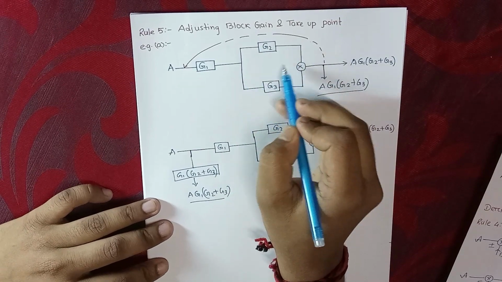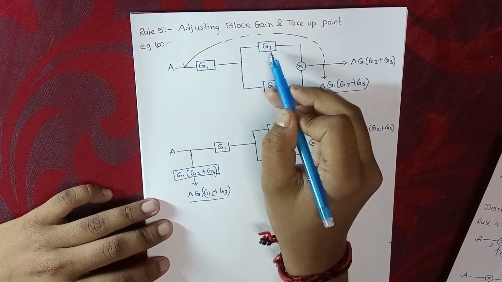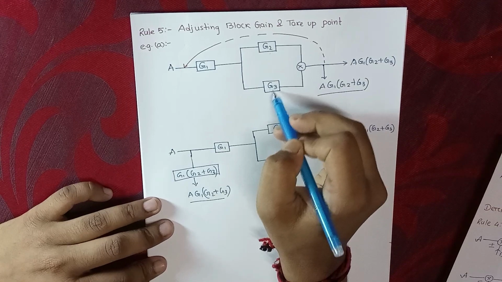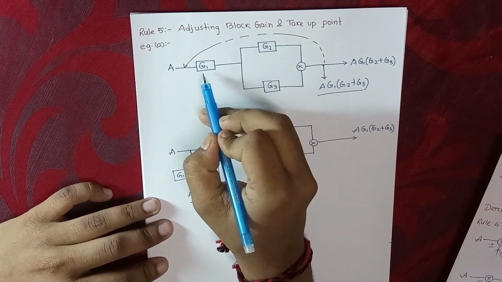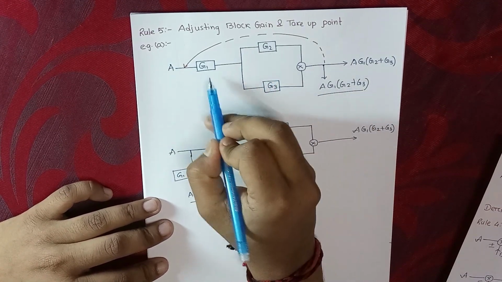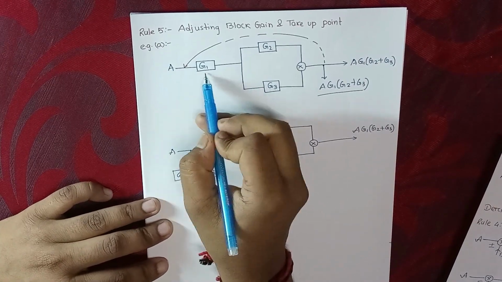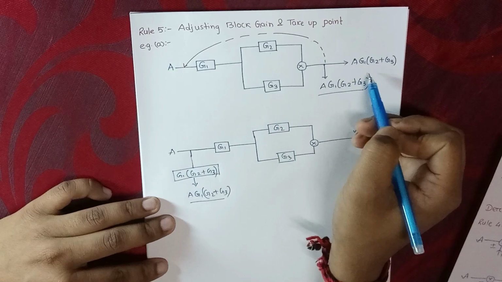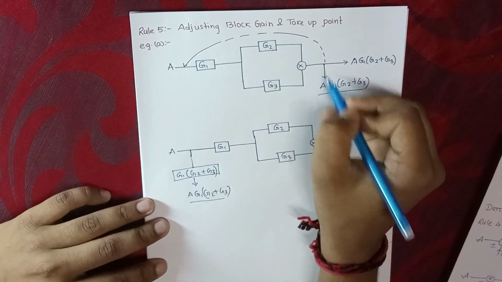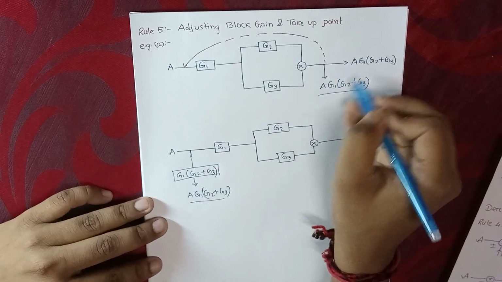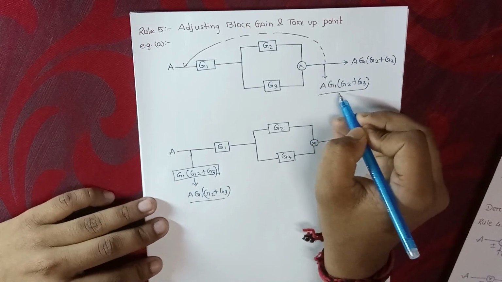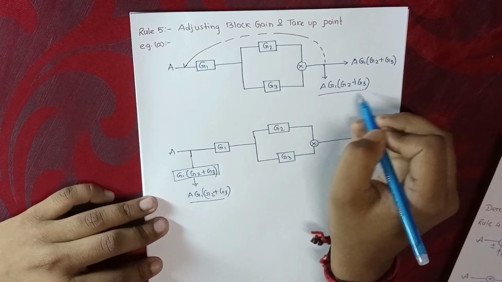These two are in parallel, so it will be G2 plus G3. It is connected to G1, which is in series, and A is the input given to it. So it will be A into G1 into (G2 plus G3) is the output. Here the take-off point is there. So the output at the take-off point is A into G1 into (G2 plus G3).